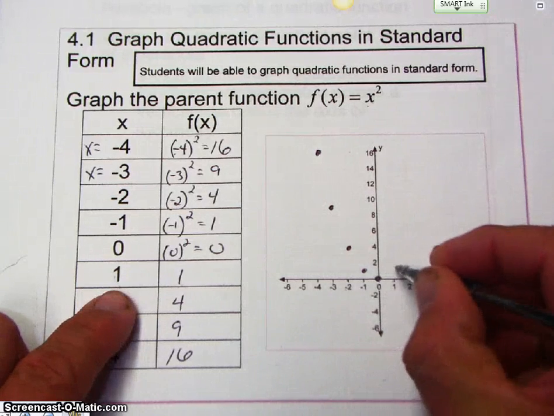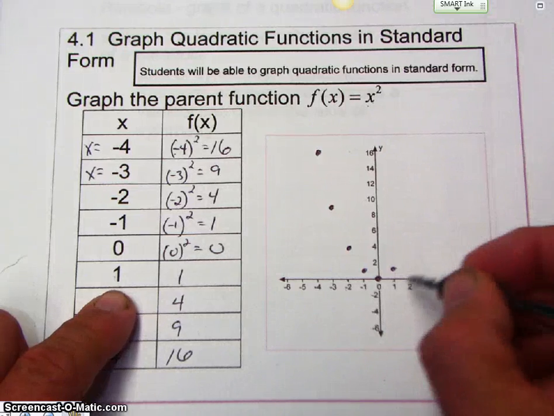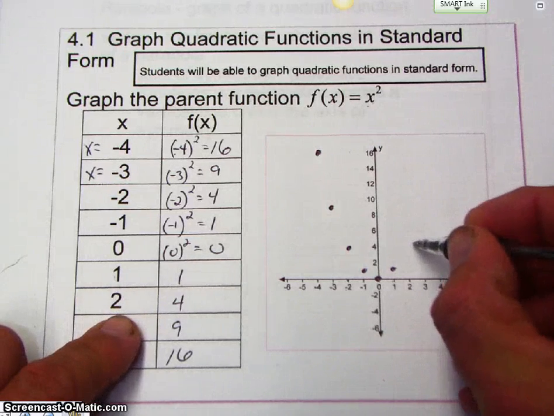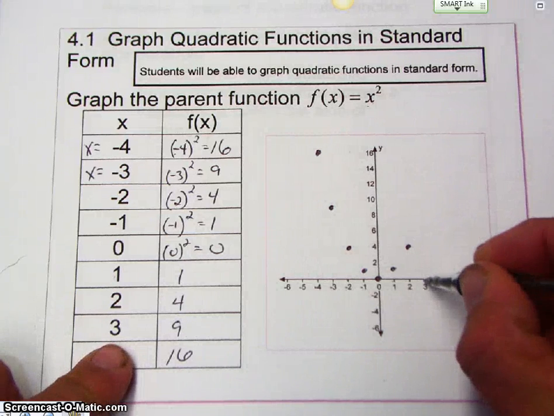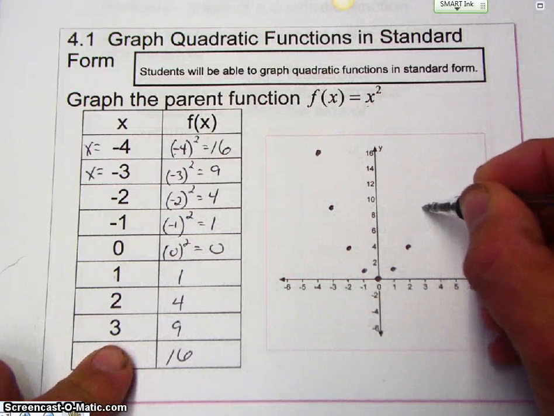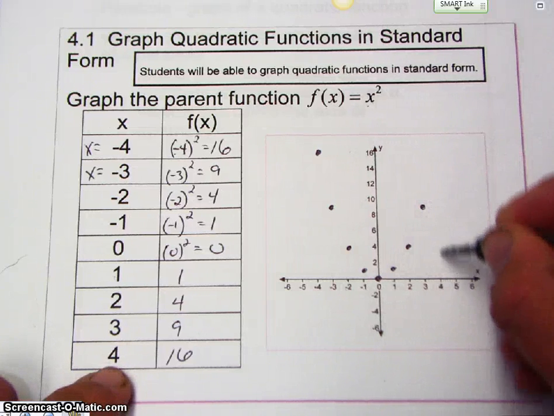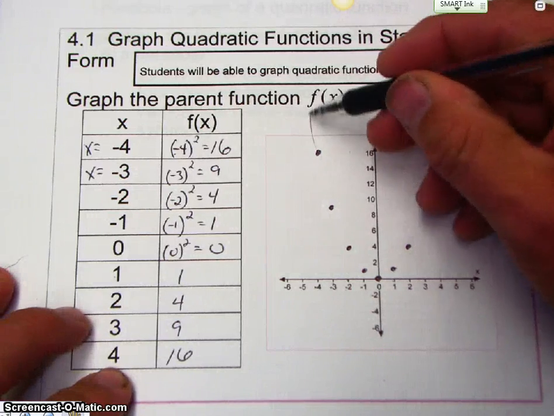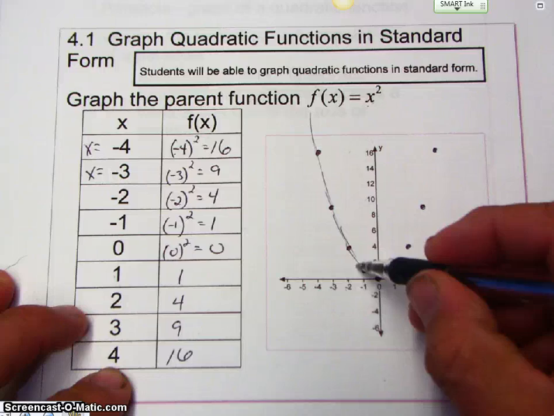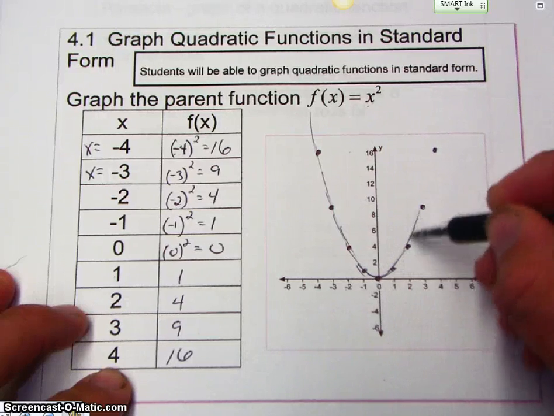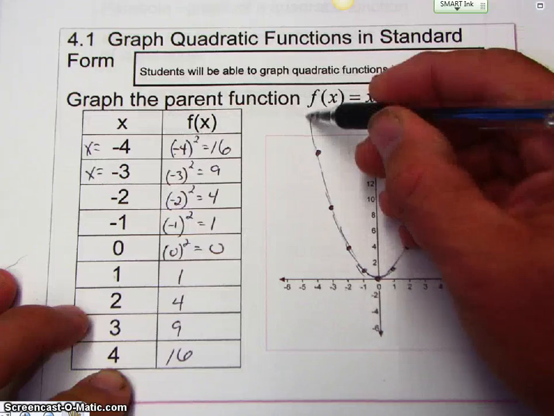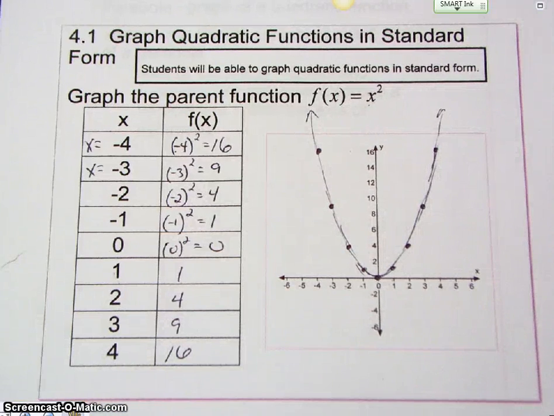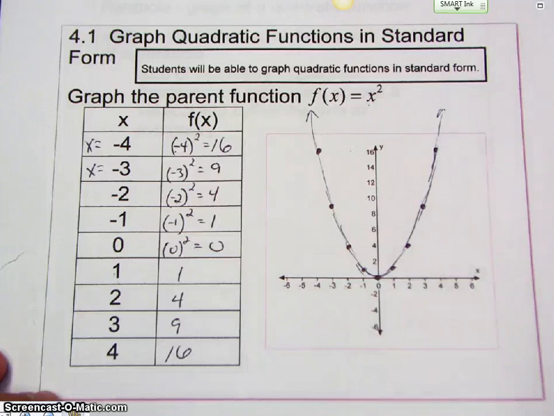I go 1, 1, so it looks like it's going back up. 2, 4, 3, and then 9, 4, and then 16. So I'll lightly sketch it and try to make it a curve. There are no straight segments to this, right? That is what the graph of the parent function of the quadratic looks like, and we're going to keep referring to this.